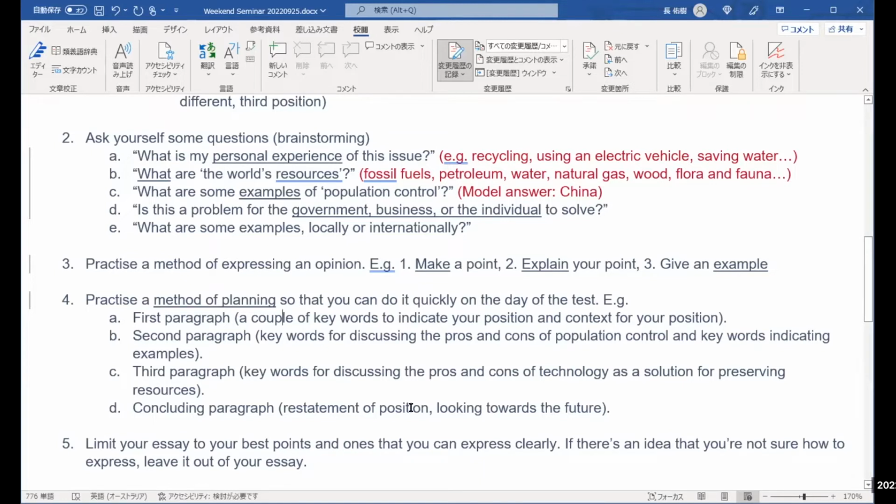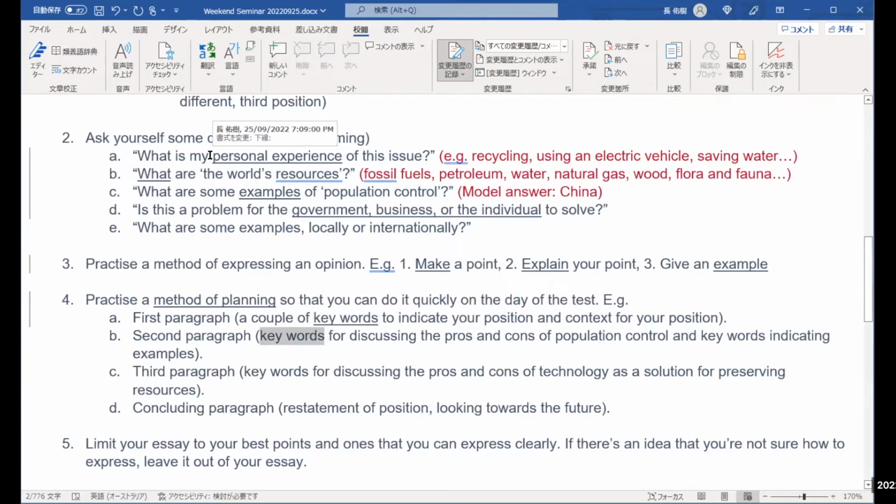In the second paragraph, you're going to discuss one of the views, right? And in the third paragraph, you'll discuss the other view. So the second paragraph, what are your key words for discussing the pros and cons? And a discussion is really talking about the argument for and the argument against, the pros and the cons. So you'd want to have at least one argument for something and at least one argument against something.